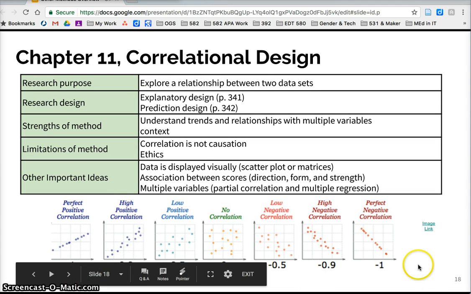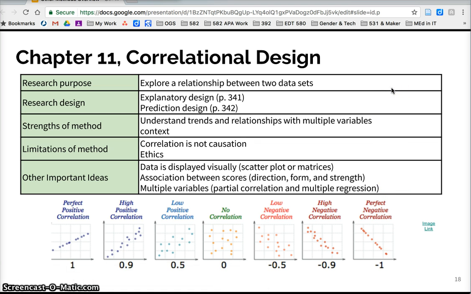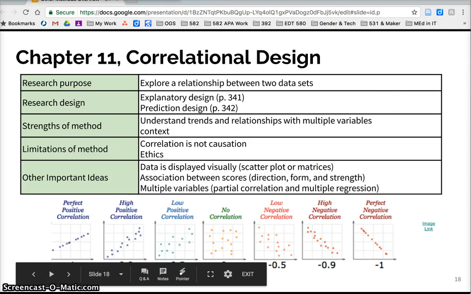In chapter 11, you would read about the correlational design. A correlation is where you're exploring a specific relationship. The most common is called the Pearson's product moment correlation. It's a mathematical relationship, and it has different looks, where you are displaying the data visually and looking at the strength of the association in terms of if one piece goes up, does the other?